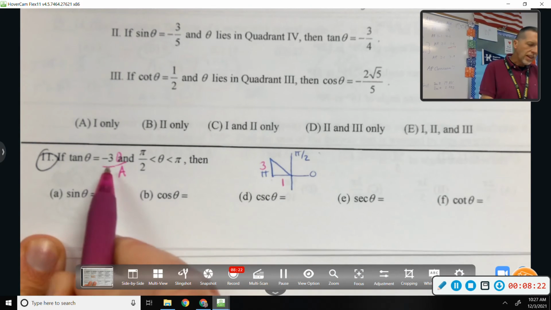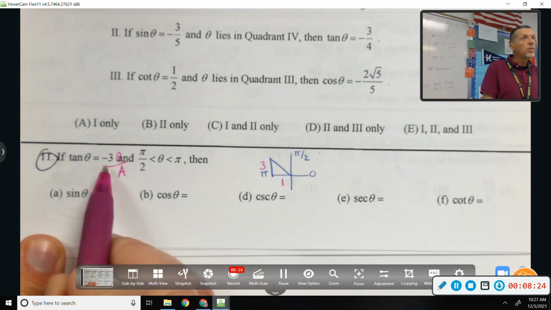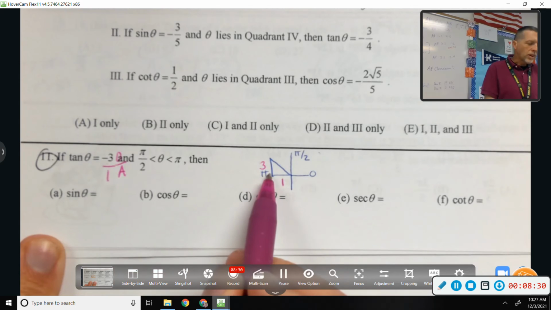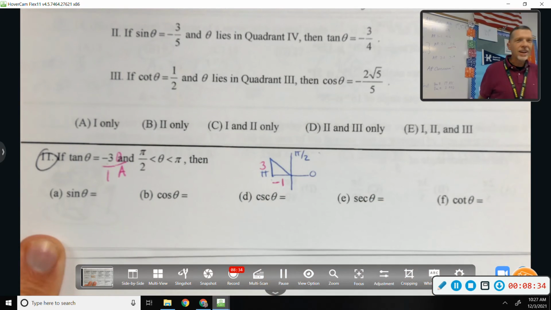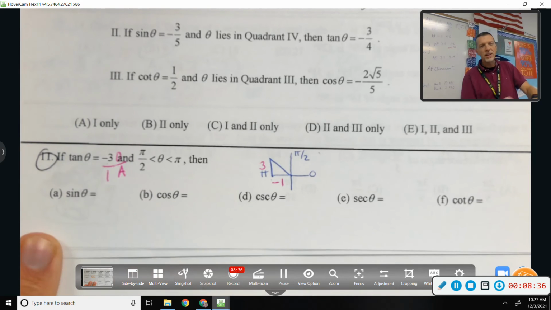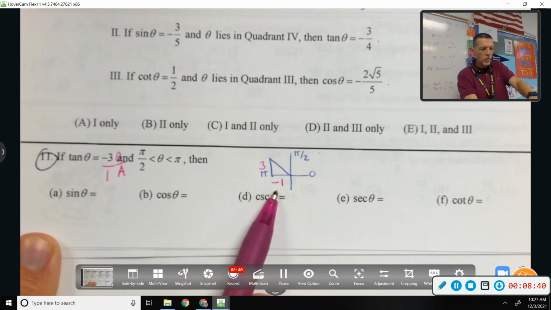Where did that negative come from? The 1. So be careful. It looks like the negative's attached to the 3. But the picture would say, no, the 3 is positive. It's the 1 that was negative. And then when we reduced and simplified, it became negative 3. But that negative came from the 1, because the 1's going to the left.